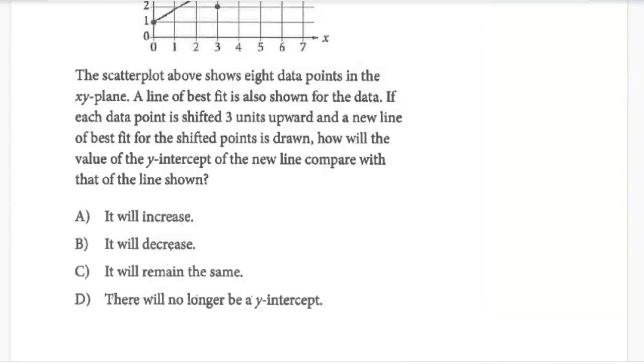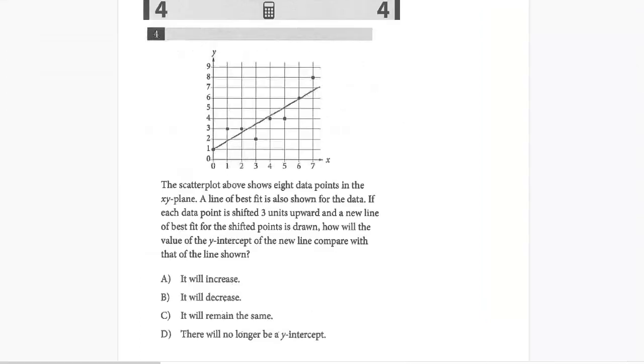So this one I'm going to have to shrink down a little bit. Scatter plot problem here. The scatter plot above shows 8 data points in the XY plane. So these dots here, these are our data points. And then this is the line that they're saying is the best fit line for that. If each data point is shifted 3 units up, a new line is made. So for instance, if I take this point and I move it 3 up, this point goes 3 up, this point 3 up, and so on, roughly in there.